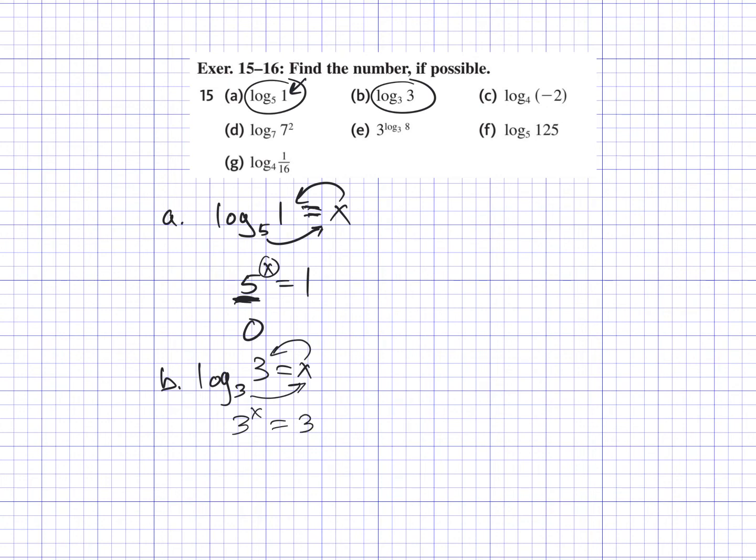So when their bases are the same, the exponents must be the same. There's a 1 on that 3, so x equals 1. That whole thing's equal to 1.